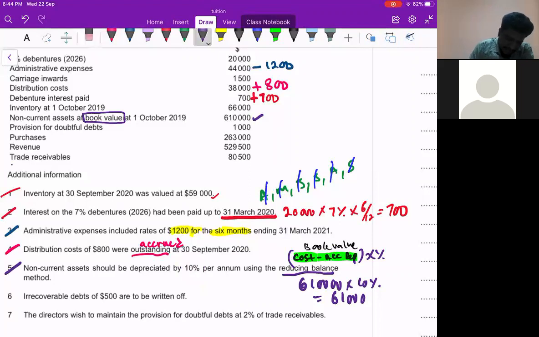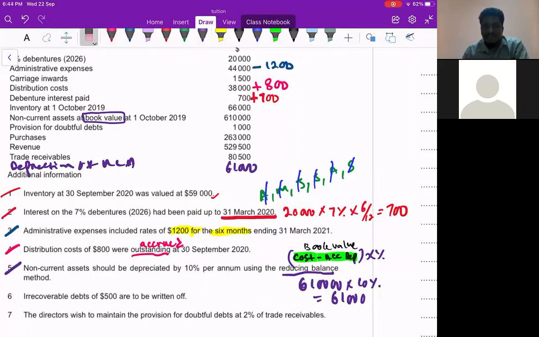So I go create a new item here: depreciation of NCA, 61,000. Then I'm supposed to go minus the value here, but I'm not going to do that because we are not doing the statement of financial position.